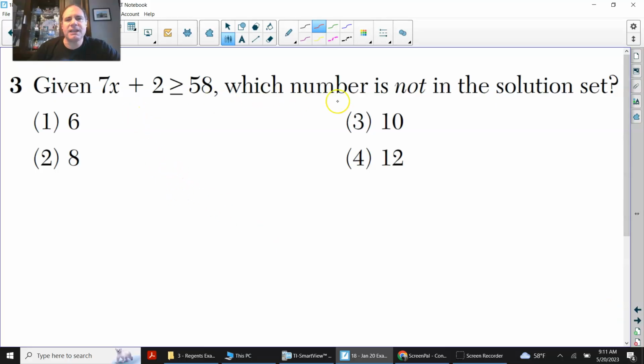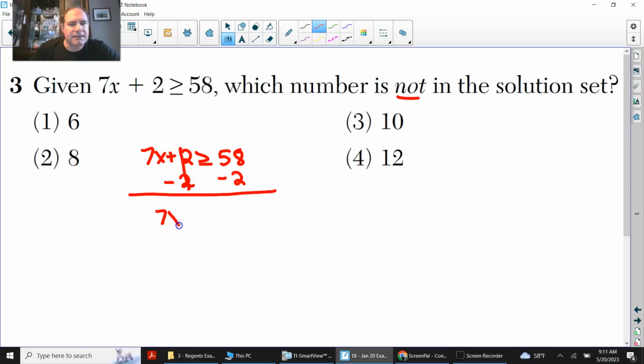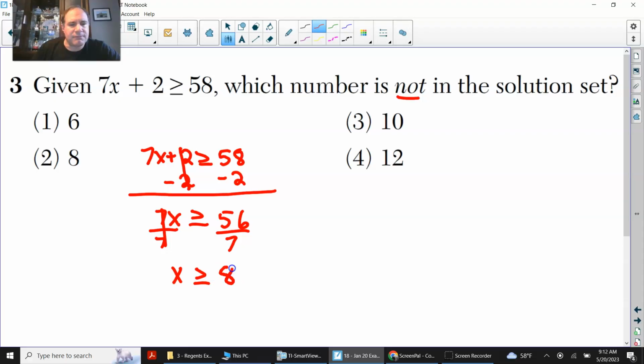For number 3, they're asking which number is not in the solution set. I'm going to rewrite this inequality and subtract 2 on both sides. 7x is greater than or equal to 56. You divide by 7, and you get x is greater than or equal to 8. So 12 is greater than or equal to 8, 10 is greater than or equal to 8, 8 is greater than or equal to 8.